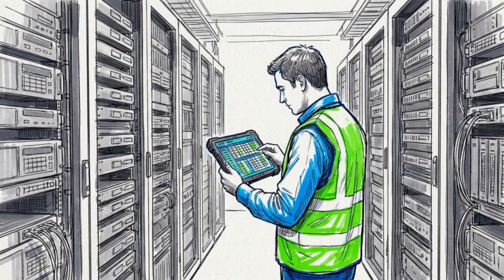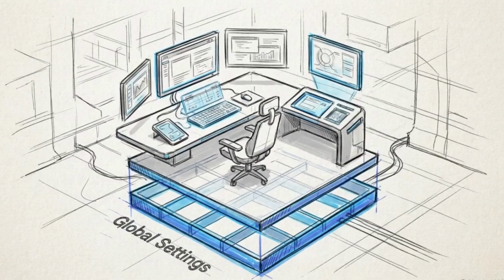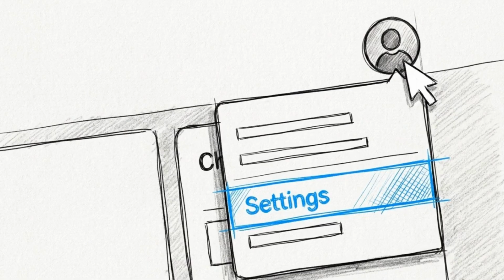While these configurations were once seen as the domain of IT departments, they are now a necessary skill for any professional who needs to maintain a clear line of focus in a noisy digital environment. Effective noise control follows a strict hierarchy, beginning with your global settings. To set this baseline, click your profile picture, select Settings, and open the Notifications and Activity menu.